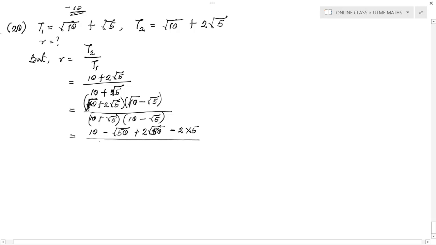Under here, this is root, this is also root. So this will give you root 10 squared minus root 5 squared, the difference of two squares. So we now have 10, and from there, minus root 50 plus 2 root 50 is like you have minus 1 root 50 plus 2 root 50. That will give you plus 1 root 50 left.